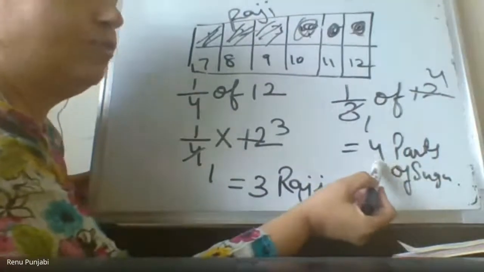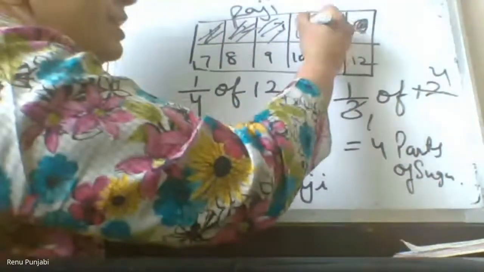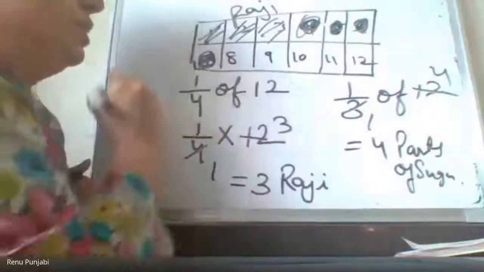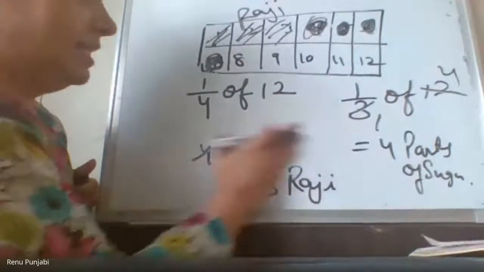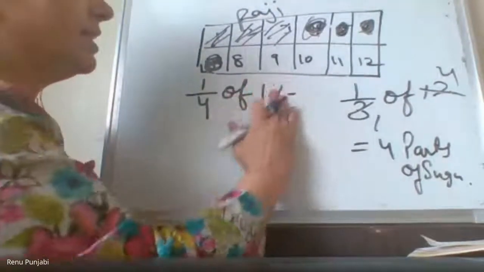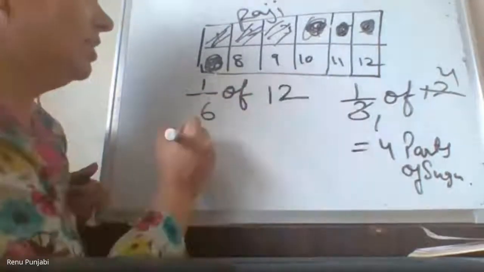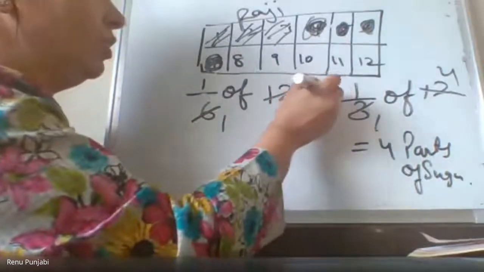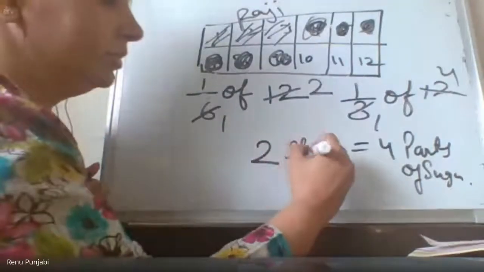Yeah. So here we have taken out Sugandha's 4 parts. I have colored it into 4 different colors. 1, 2, 3, 4. Now she said she gave 1/6 to Sheila. So I'll erase this. 1/6 of 12 to Sheila. 6 twos are 12, so 12 divided by 6 is 2, and 2 into 1 is 2. So 2 parts she gave to Sheila.